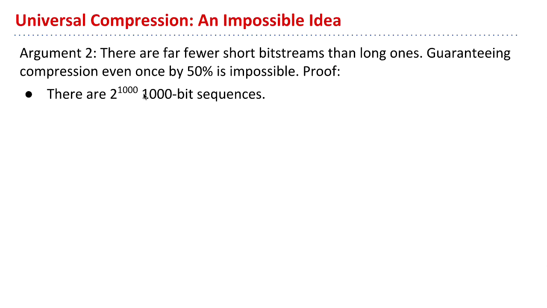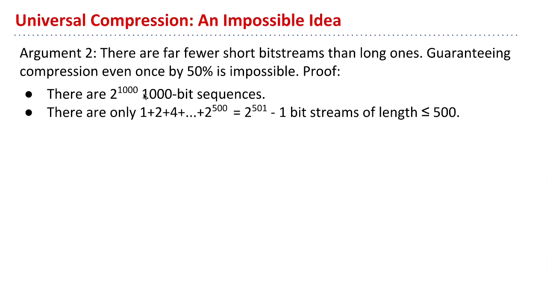So there's 2 to the 1,000 bit sequences, but what sequences are shorter than that by a factor of 50%? Well, maybe you get lucky and you get no bits at all, or 1 bit, or 2 bits, or 500 bits. And so the total number of different bit streams that are 500 bits or fewer, you could do the math, is 2 to the 501 minus 1 bit streams. So what we're saying is if you had an algorithm that could super zip even just once, do 50% for any bit sequence, that would mean we have 2 to the 1,000 different sequences, but only 2 to the 501 minus 1 bit streams to represent them.